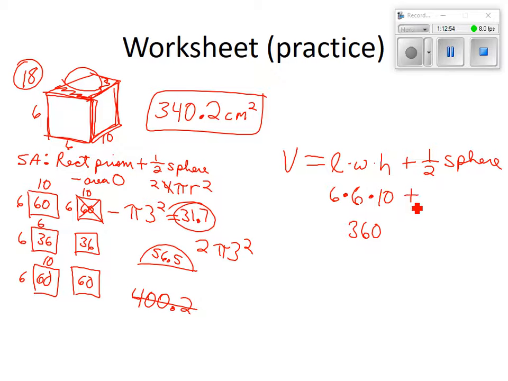Plus, what's the formula for a sphere? For volume, 4 divided by 3 pi r cubed. Radius 3. Radius what? Cubed. So plug all that in and you should be able to find that.